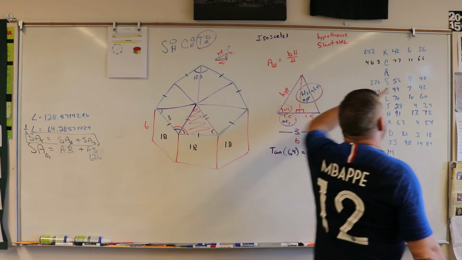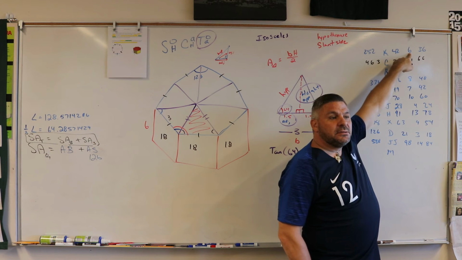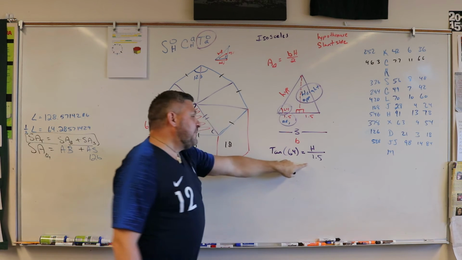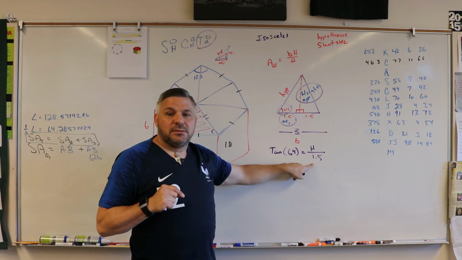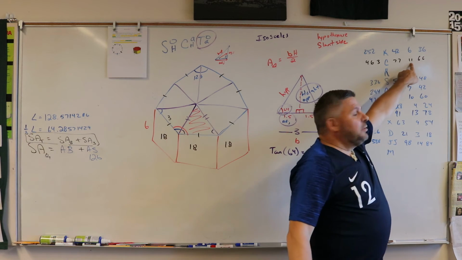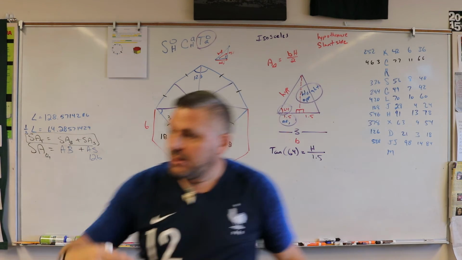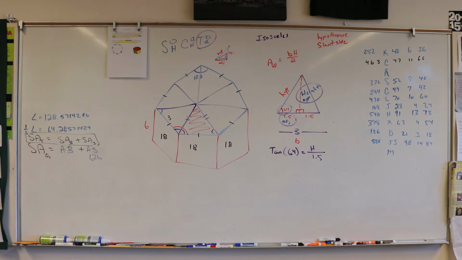Let's take a look at Kiana. Her half side is going to be 3. So where I have 1.5, you're going to have 3. And you're going to have 5.5. Okay? Alright, we good?